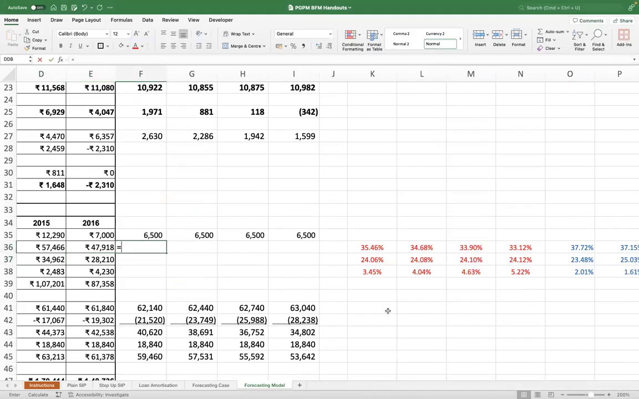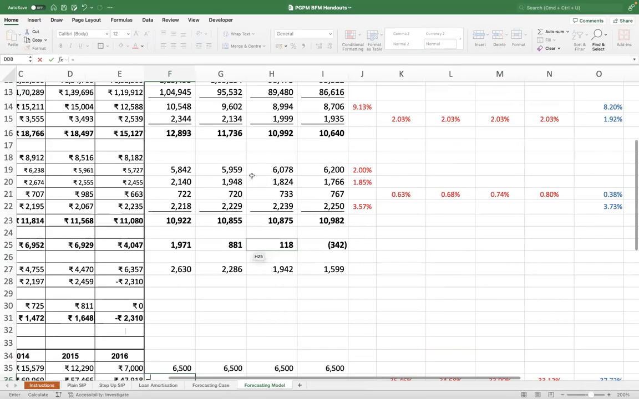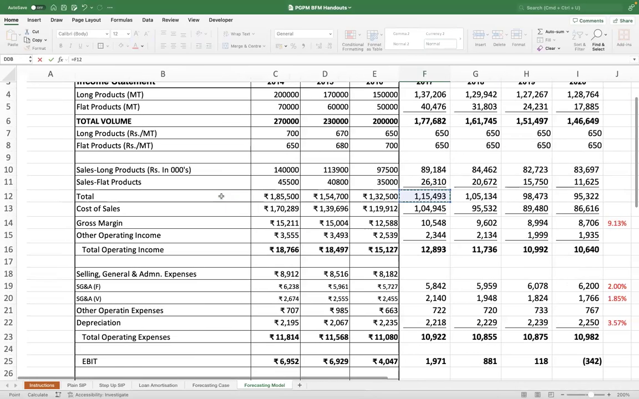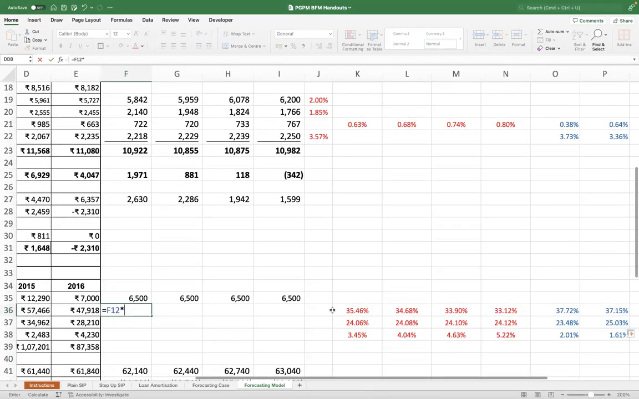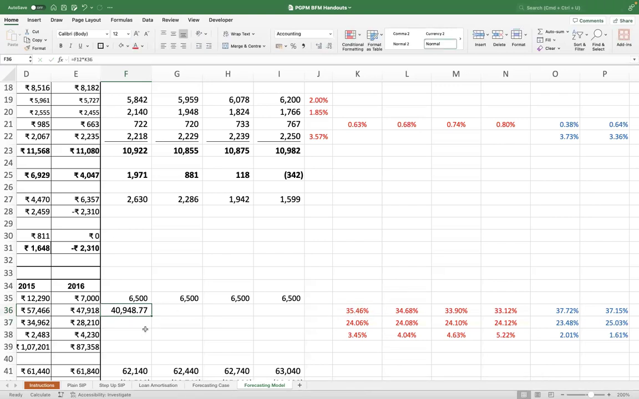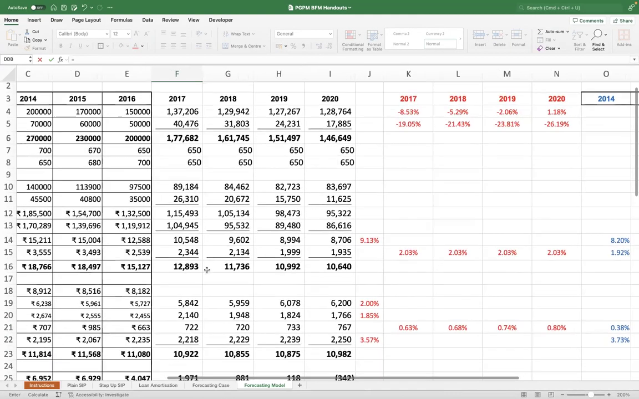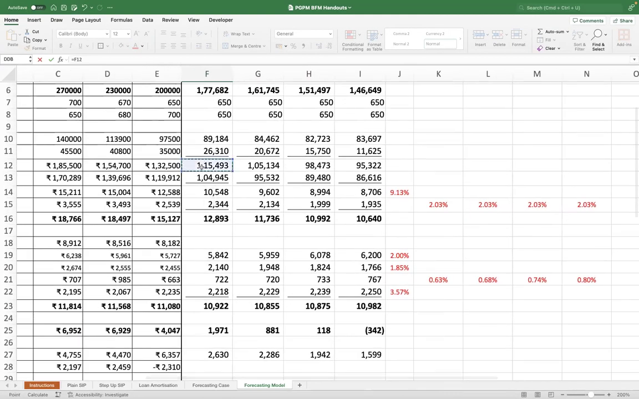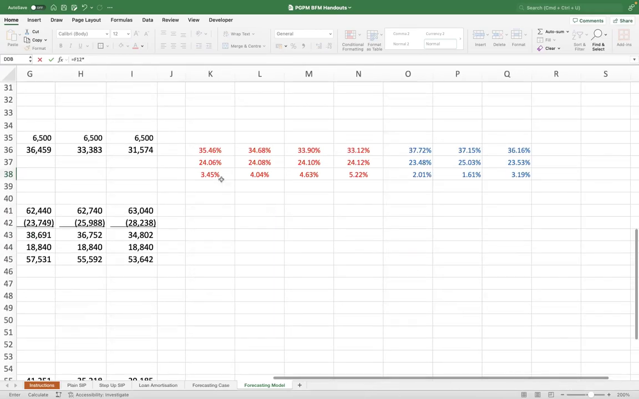Be very careful. This is not growth. These are not growth numbers. So you can't do equal to previous into 1 plus this. These are percentages of revenue. That means you will do revenue value, whatever is the revenue, multiplied by these percentages. Be very careful. This is where people goof up. These are not growth numbers. Same thing for assets also. Revenue numbers into the percentages.